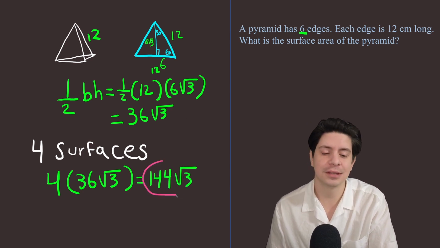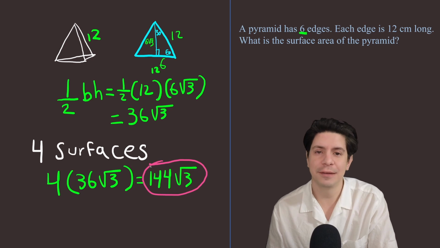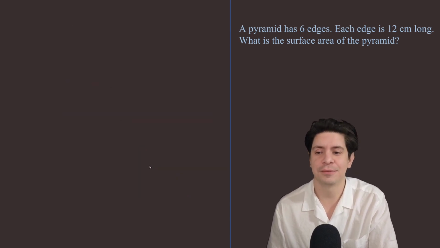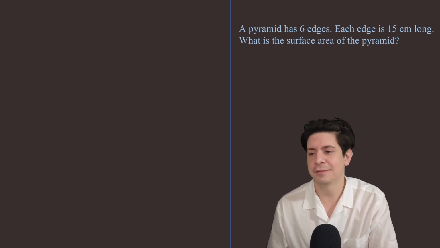Okay, so if you have questions on this one, let me know. And if you don't have questions on it, then I'd love to see how you do on this version here. It's going to be very similar. A pyramid has 6 edges. Each edge is 15 centimeters long. What is the surface area of the pyramid?